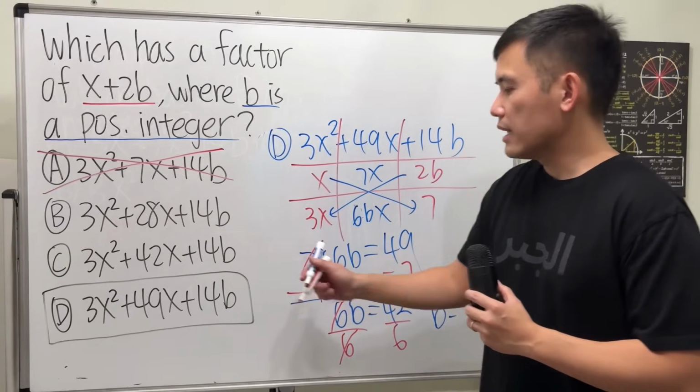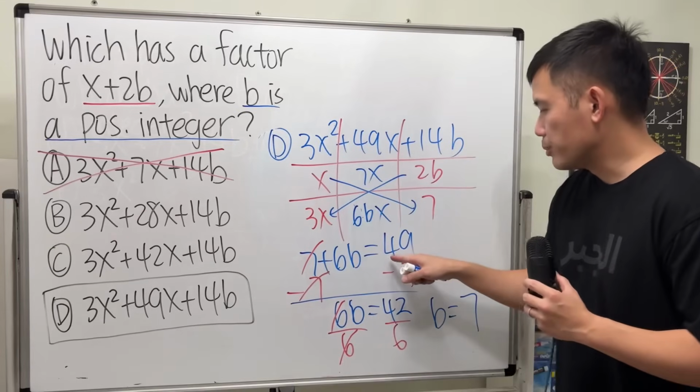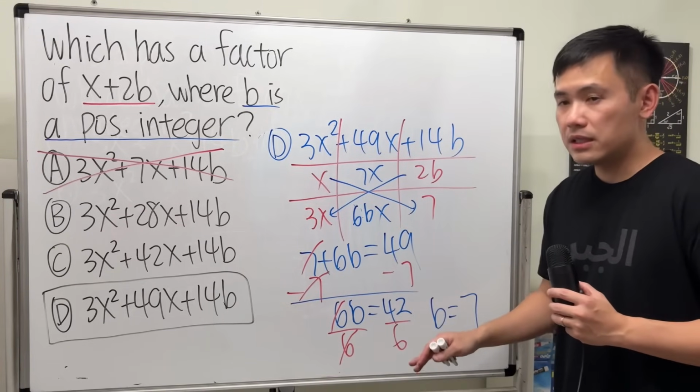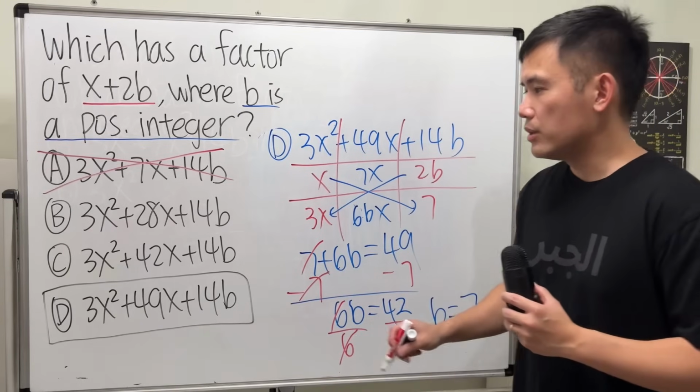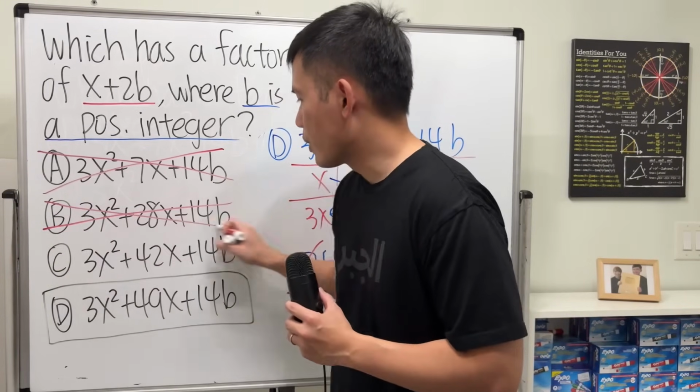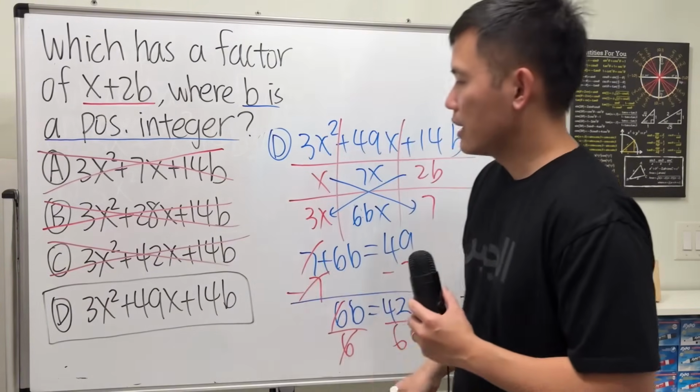And if you go through the other options and do the same thing, if you put 28 here, b is not a positive integer. If you put 42 right here, again, b is not a positive integer. So you will just have to cross them out. Yeah, so D is the answer.